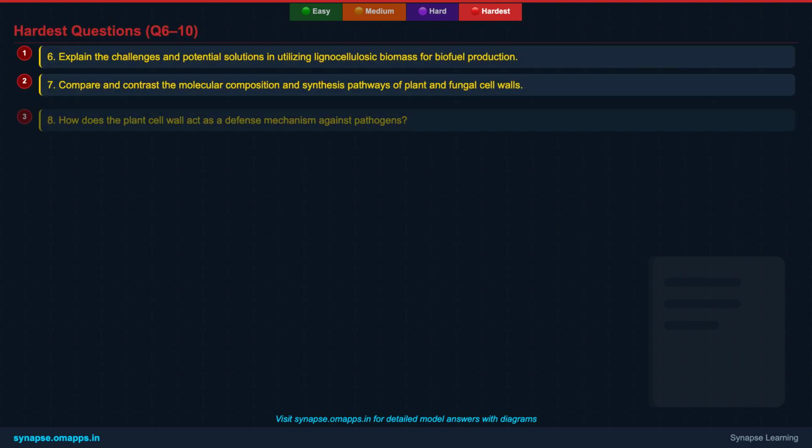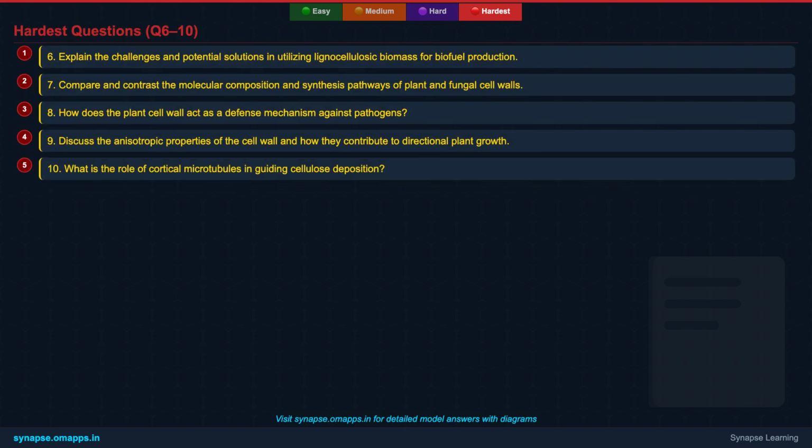Let's continue with the remaining 5 questions to truly push your understanding. Explain the challenges and potential solutions in utilizing lignocellulosic biomass for biofuel production. Compare and contrast the molecular composition and synthesis pathways of plant and fungal cell walls.